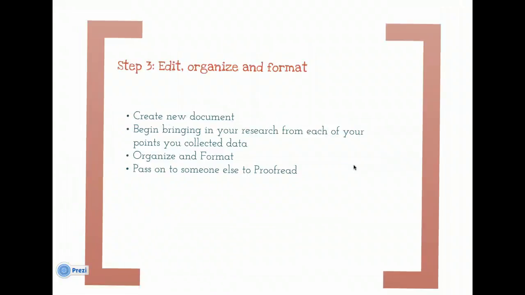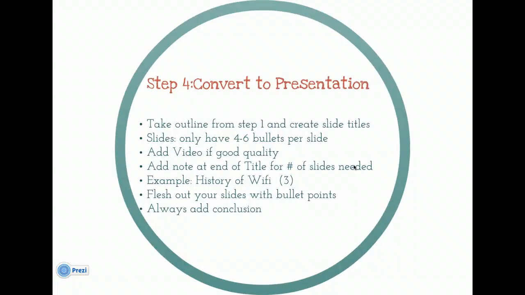And so step 4, convert that to a presentation. So you'll take the outline from the very first step and begin converting that to your presentation. And what happens is the outline becomes the title of each one of your slides. And this is a tip, basically: only 4 to 6 bullet points per slide should be on each presentation slide.